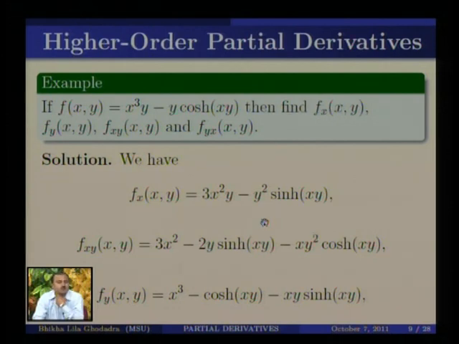Then to find fxy, we should differentiate this fx with respect to y. That means we should keep x fixed, and take the derivative with respect to y, which we can find as follows. The first term is 3 x squared y. Because x is fixed, 3 x squared is a constant, and the derivative of y with respect to y is 1, so you have 3 x squared here. Then here you have y squared sin hyperbolic xy, and we are differentiating with respect to y, and both y squared as well as sin hyperbolic xy are functions of y.